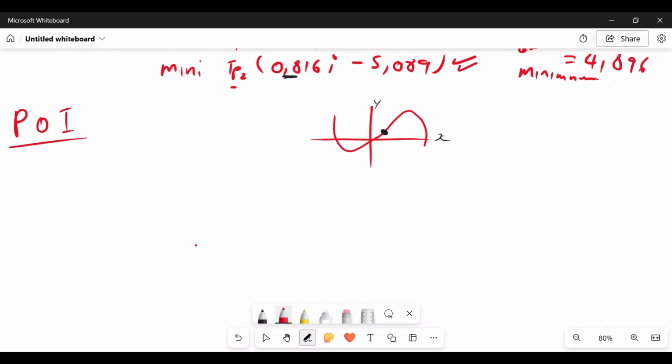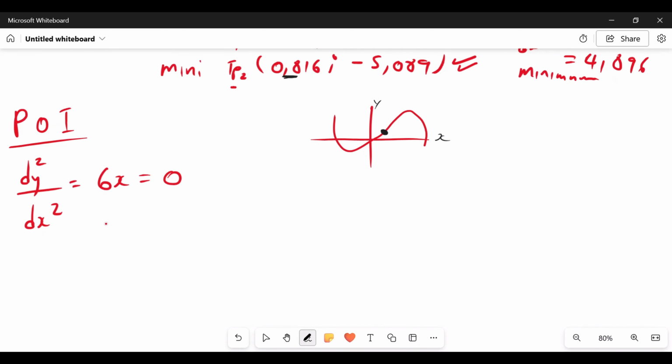But this time around, you equate the second derivative to 0. So if you still remember from the previous derivative, we say d squared y over dx squared is equaling to 6x. But this is also equaling to 0. We've already done the second derivative earlier on. Now let's solve for x.